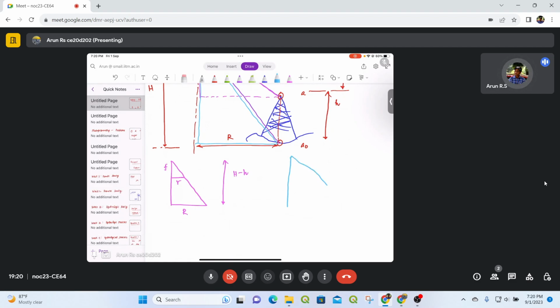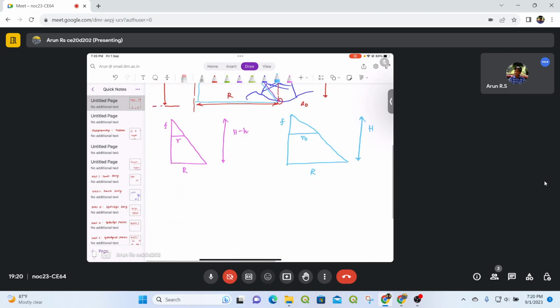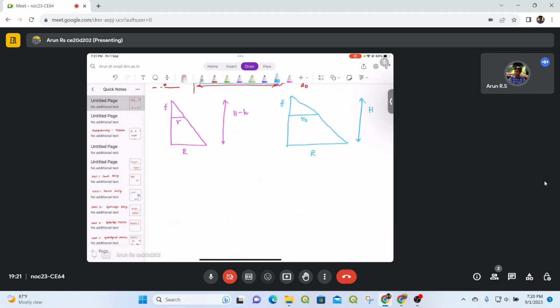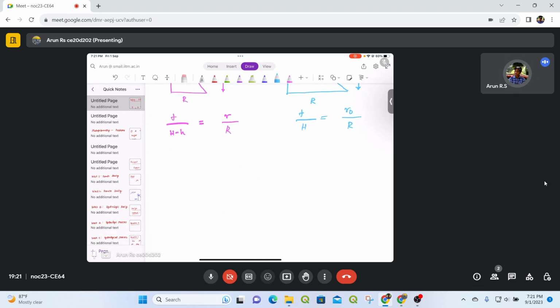So if I draw the second triangle, this is again F, but this height is capital H. Now this is R naught and this is R. Now I'm going to write the similar triangle equation. So F by H minus h should be equal to r by R. Similarly for this, F by H should be equal to r naught by R. So from both of these, R is common. So I'm going to write the equation for R.